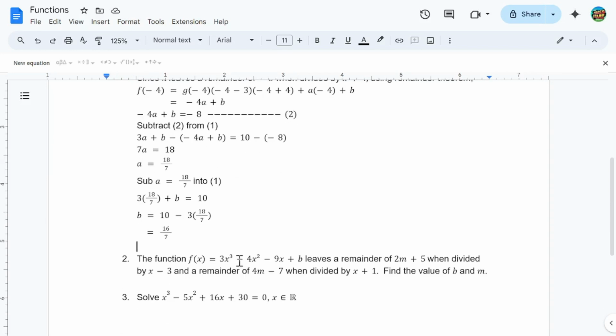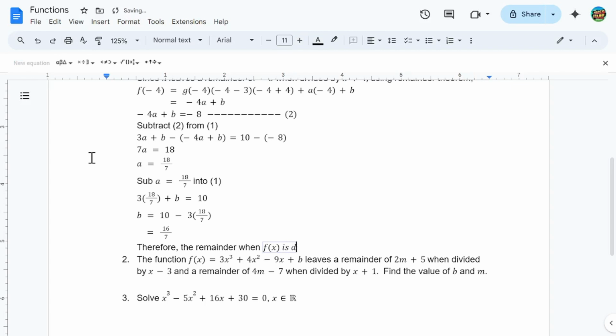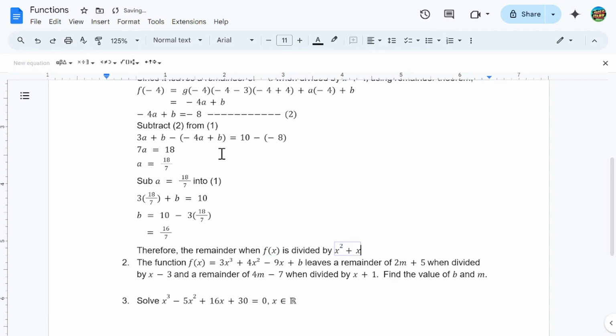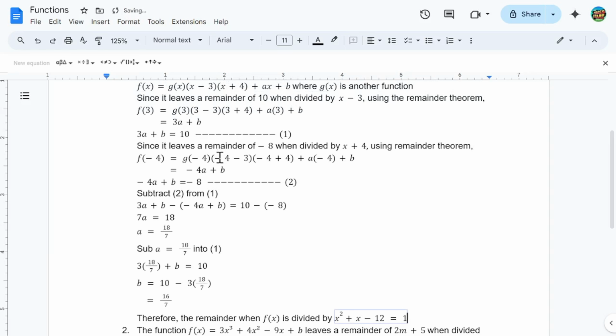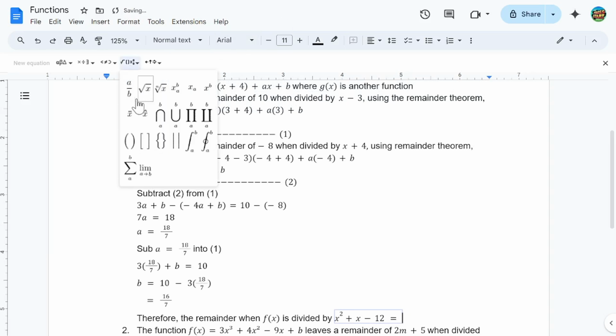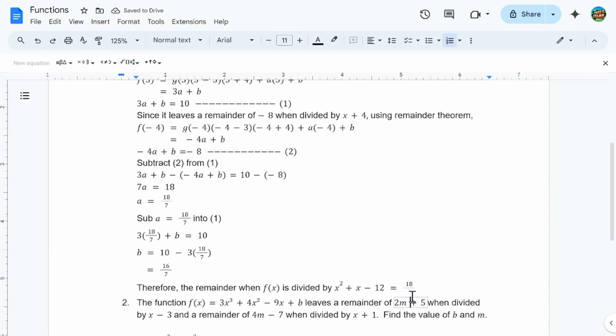So therefore, the remainder when function of x is divided by this quadratic expression x squared plus x minus 12 gives you 18 over 7 x plus 16 over 7. Done. This is the answer.